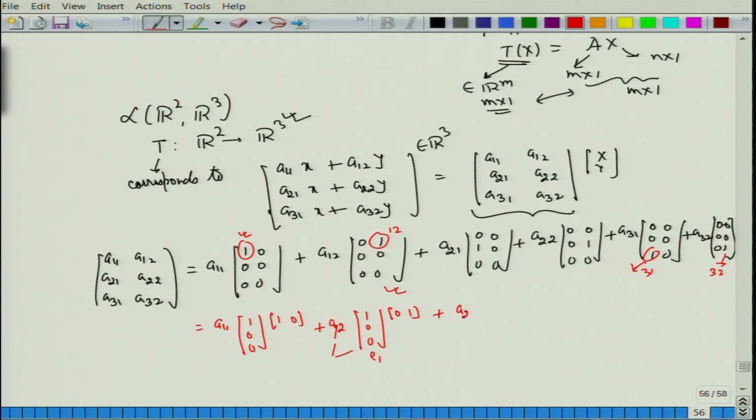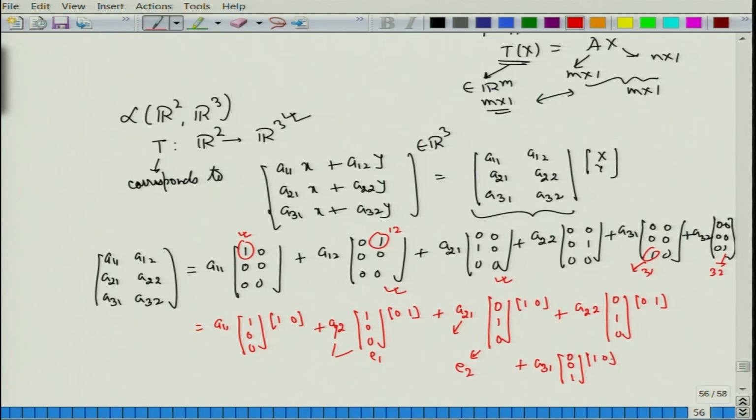If I am looking at A21, 2 is here, so I need to look at, this is your E2, but it is in 3 dimensions because we are in R3, and then I am looking at 1 here, so 1 means 1 0 that I have. So, this product will give you this part. Similarly, A22, again this is 2 itself, so it will be E2 here and E2 here. Similarly, A31 times E3, this is E3 times 1, plus A32 times 0 0 1, and 0 1 here. Is that okay?